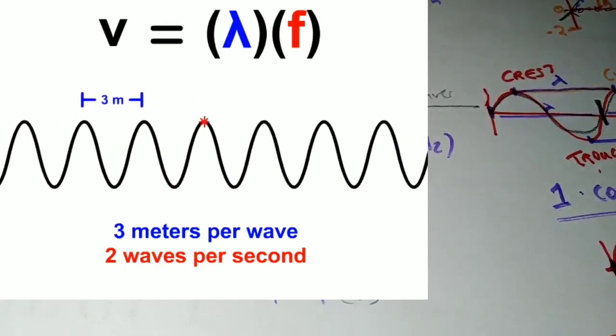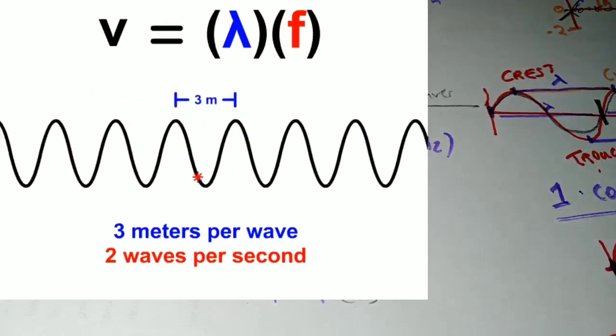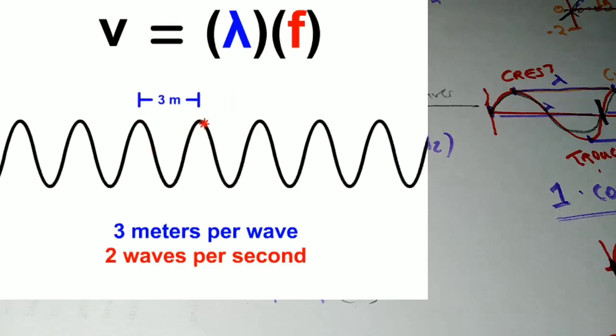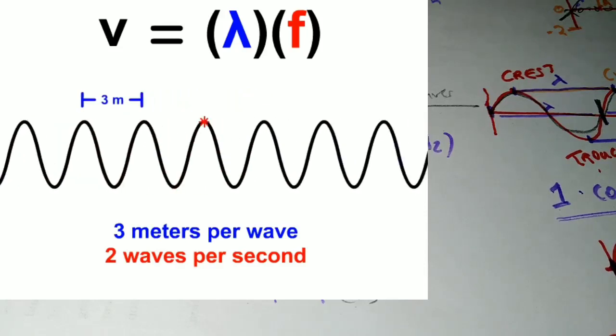As you can see in the diagram, the wavelength has been measured as 3 meters, and it's consistent: from crest to crest, 3 meters. The time it takes to form those waves: 2 waves are formed per second. So 2 waves per second is the frequency, and the 3 meters per wave is the wavelength. Multiplying 3 by 2 waves per second, you get a speed of 6 meters per second.